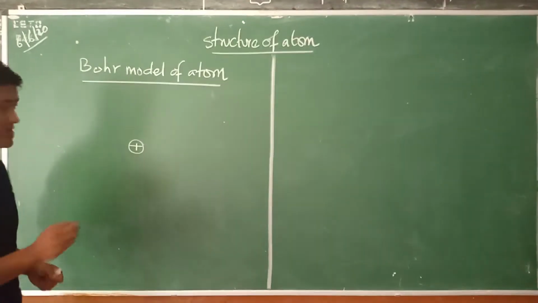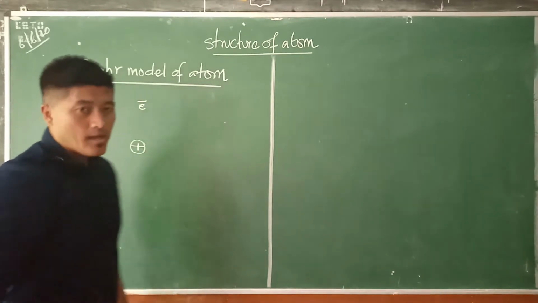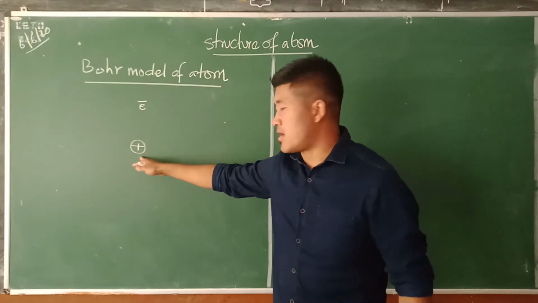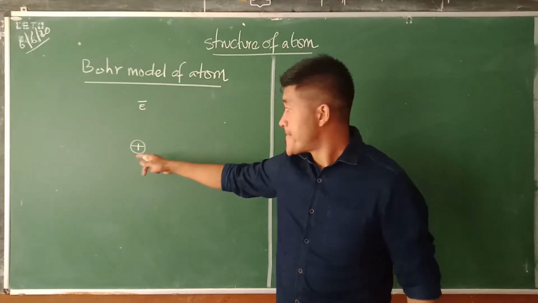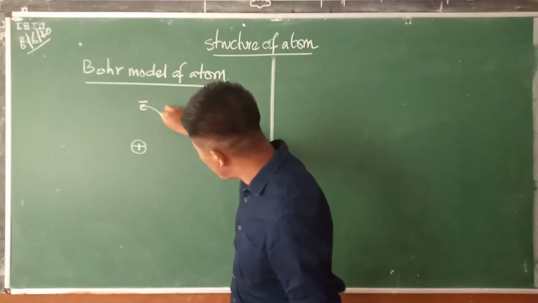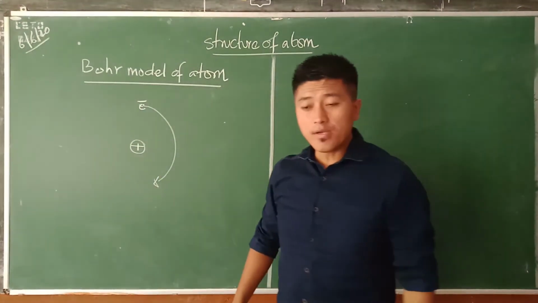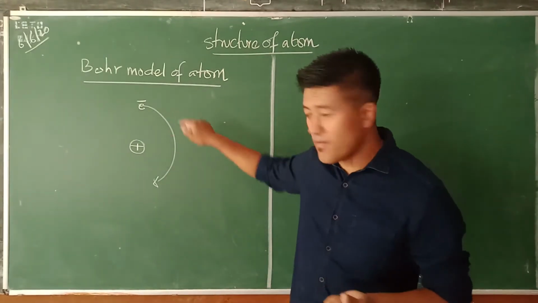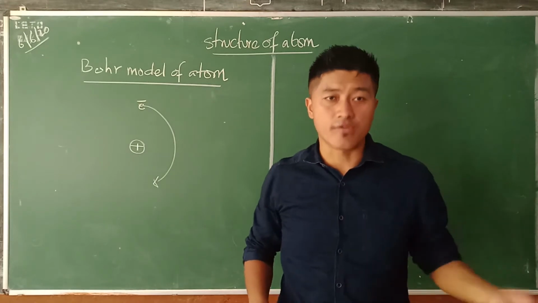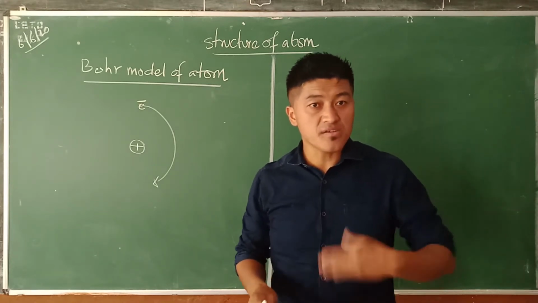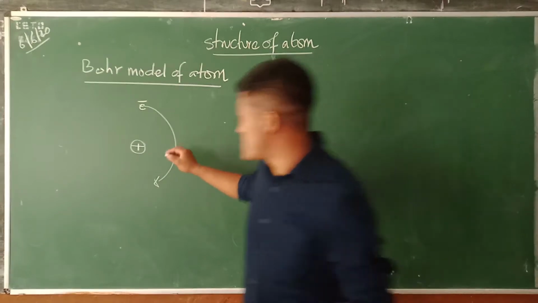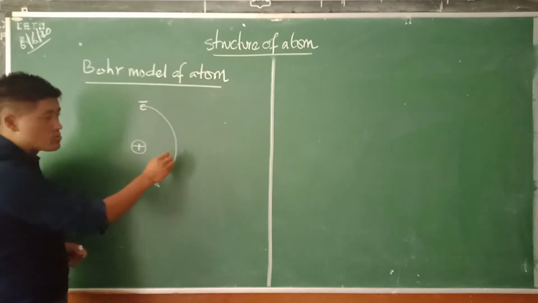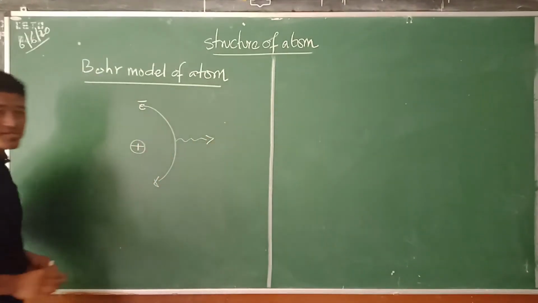According to Rutherford, it was like this here. This is a central positive thing, and he concluded that the electron revolves around the positive center. But there is a general conclusion that whenever an object revolves in a circular way, it accelerates. So this electron, when it accelerates, is definitely going to lose some energy in between. Understand?